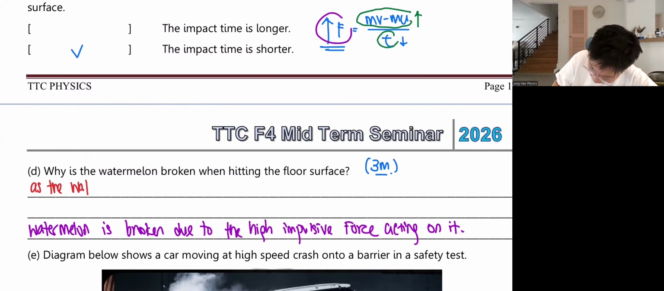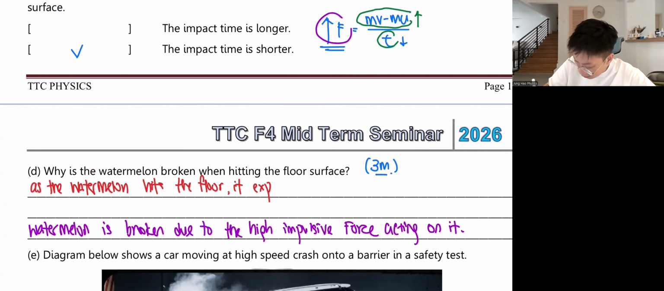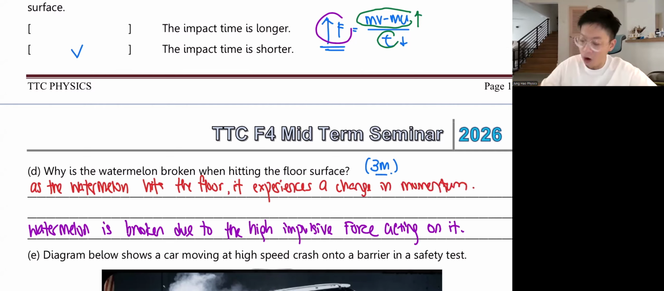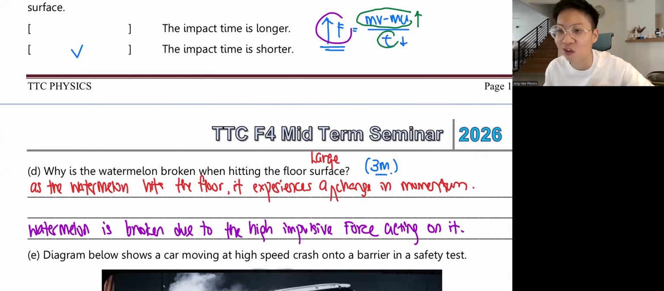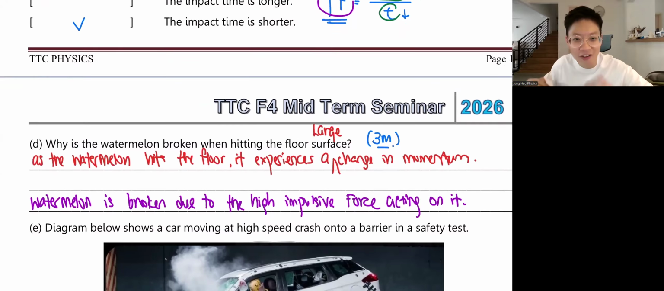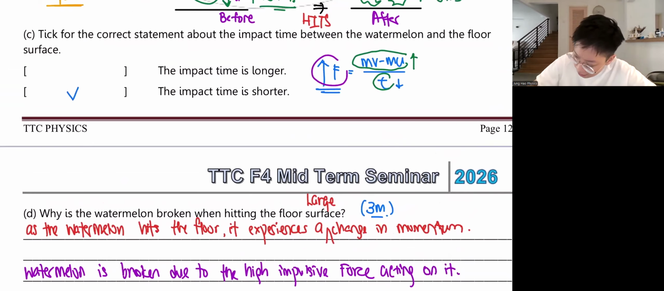as the watermelon hits the floor, it experiences a change in momentum. You can say it experiences a change in momentum, or you can even say a large change in momentum because watermelon very heavy, right? So the momentum very strong, very big, right? As the watermelon hits the floor, it experiences a large change in momentum. Can. So now this one sudah cakap, this one sudah cakap, this one sudah cakap.